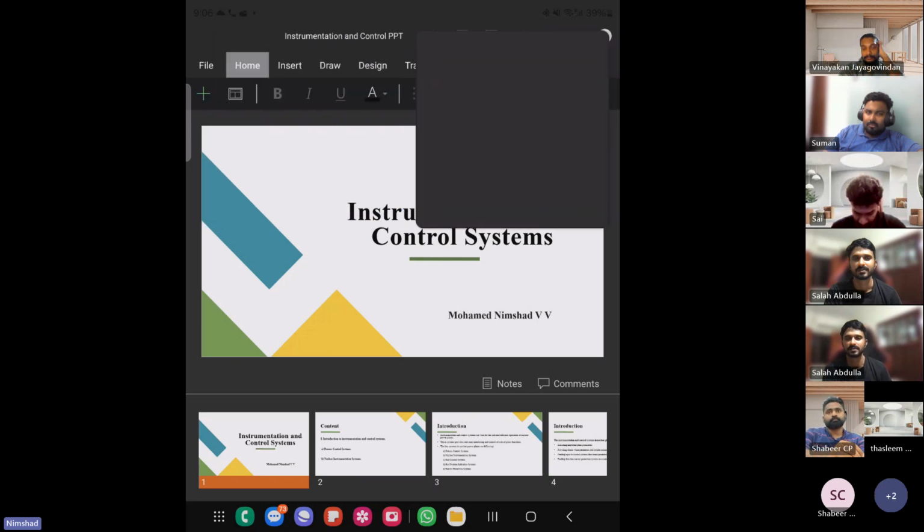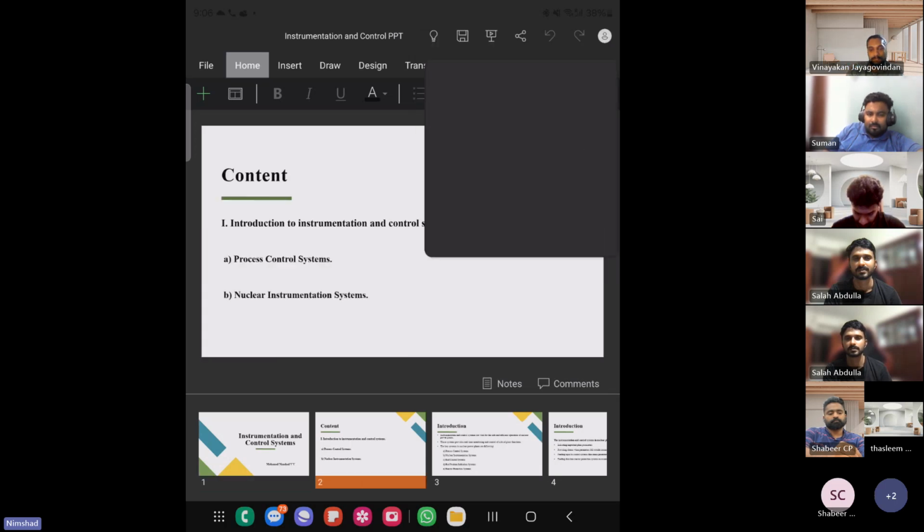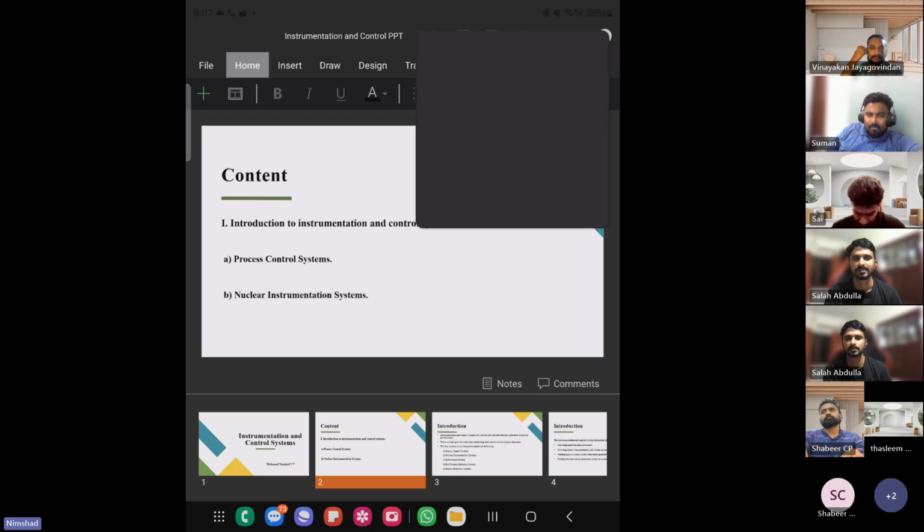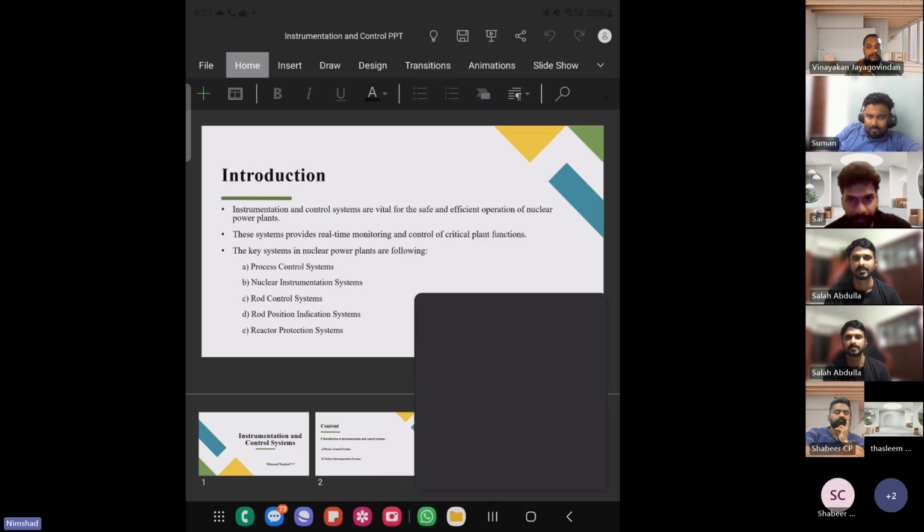Okay. So today I will give a brief idea about instrumentation and control systems in a nuclear power plant. We'll go through the introduction of instrumentation control systems, then two systems, the process control system and the nuclear instrumentation system, throughout the session.